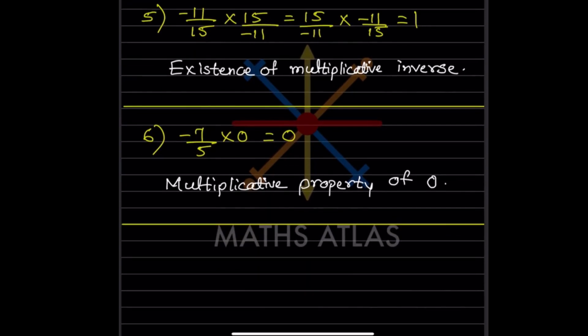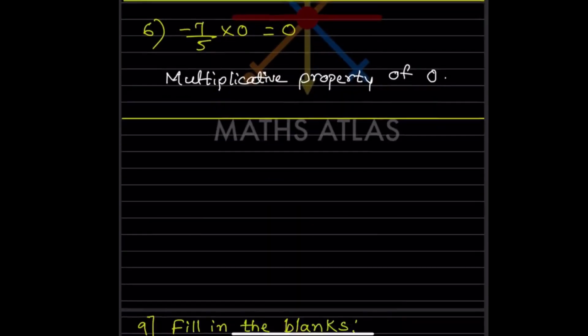Now here, minus 7 by 5 into 0 is 0. So here what is that? That is the multiplicative property of 0.